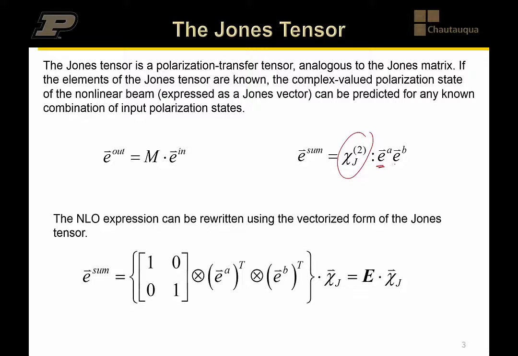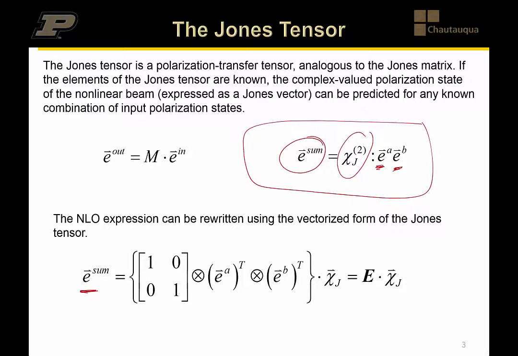The Jones tensor, as we mentioned previously, is a 2 by 2 by 2 tensor, and it connects the incident, and this is in the case of sum frequency generation, the more general case, it includes second harmonic generation as a subset. It relates the incident polarization states to what is generated through the nonlinear optical process. And we can write this Jones vector. We can relate that back. Here it's shown in tensor notation.